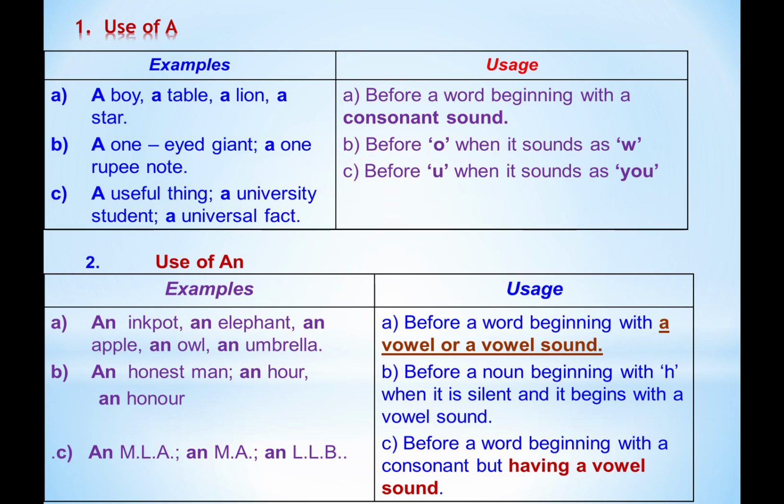Before a noun beginning with H, where H is silent: an honest man, we'll say an honest man. An honor, it is an honor for me. Before a word beginning with a consonant but having a vowel sound.